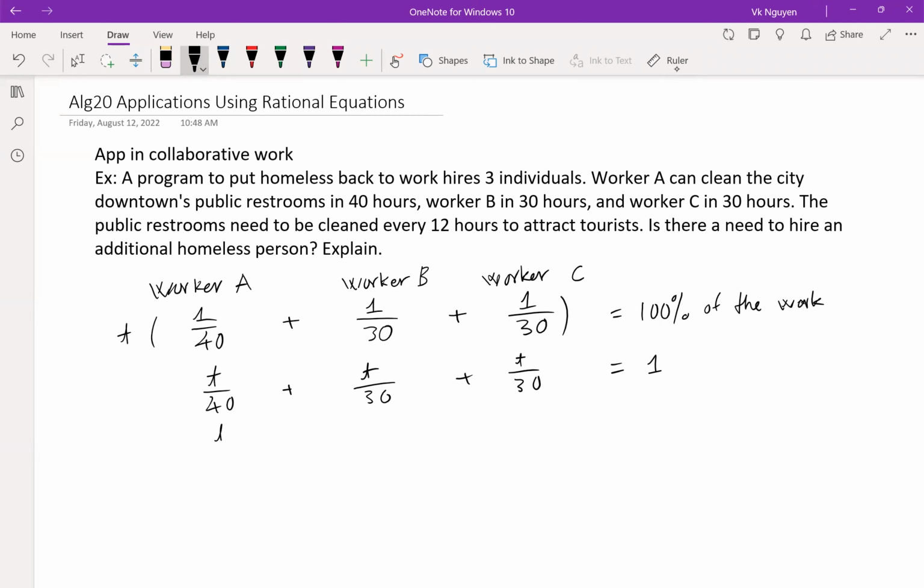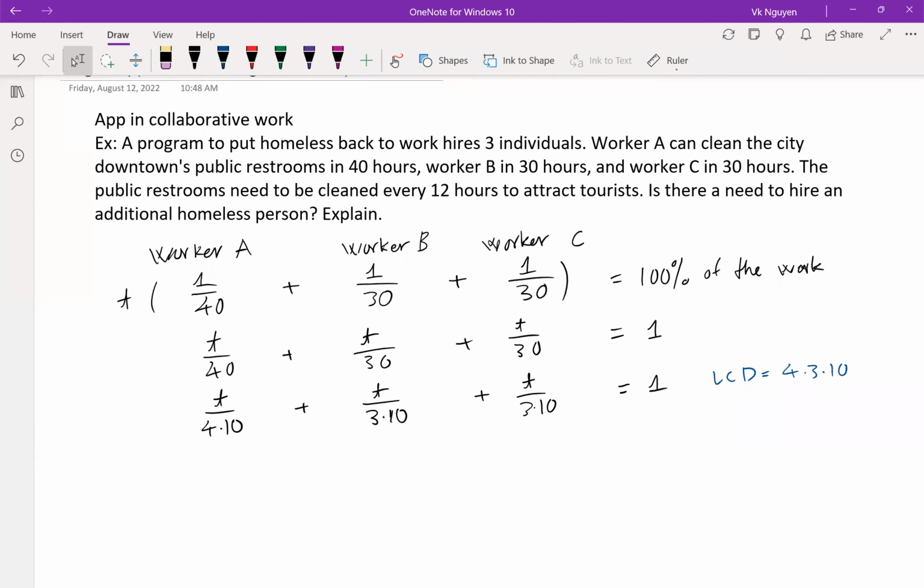So we have 40 is 4 times 10. 30 is 3 times 10. The other 30 is similarly 3 times 10. This equals 1. Meaning that the LCD here is a product of distinct factors. So 4 times 3 times 10.